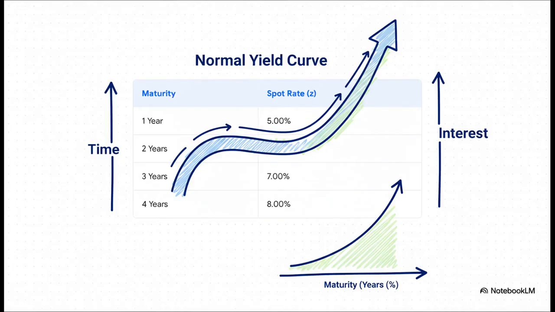And this is what a typical or normal yield curve looks like. The rate for a 1-year loan is lower than the rate for a 2-year loan, which is lower than a 3-year loan, and so on. This nice upward slope is generally seen as a good sign. It signals that the market is expecting the economy to grow and for things to be pretty stable.